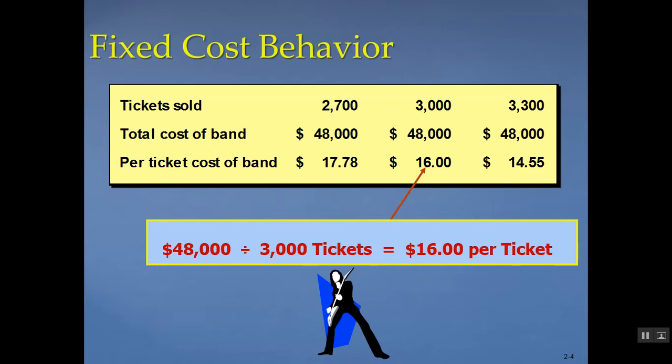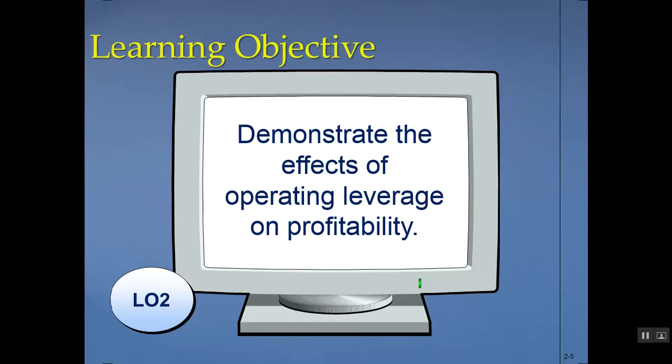So this is an example just attaching numbers to it, okay? The cost of the band is $48,000 in each scenario. If you sell 2,700 tickets, the cost of the band per ticket is $1,778. If you sell more tickets, 3,300 tickets, the cost is going to go down per unit. Okay. So what does this mean in terms of operating leverage?